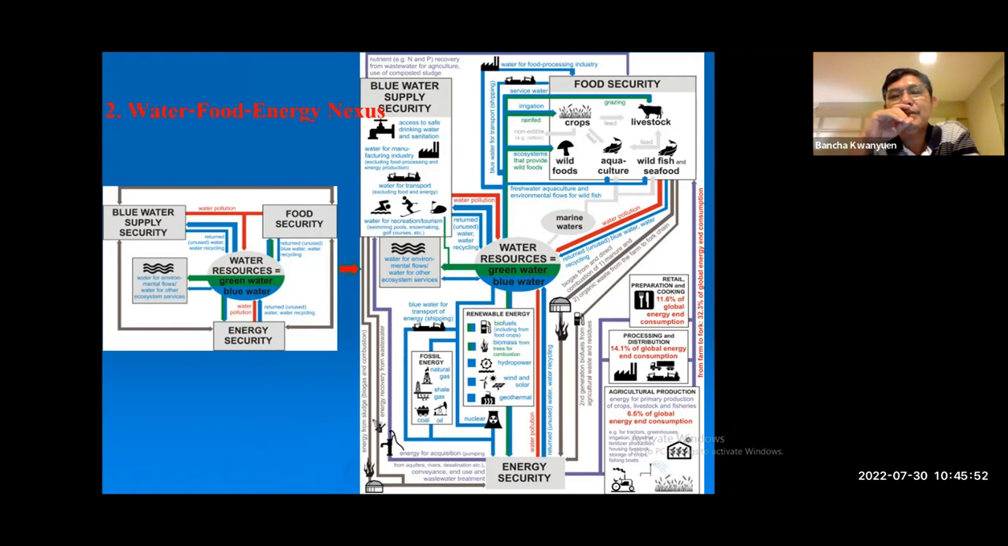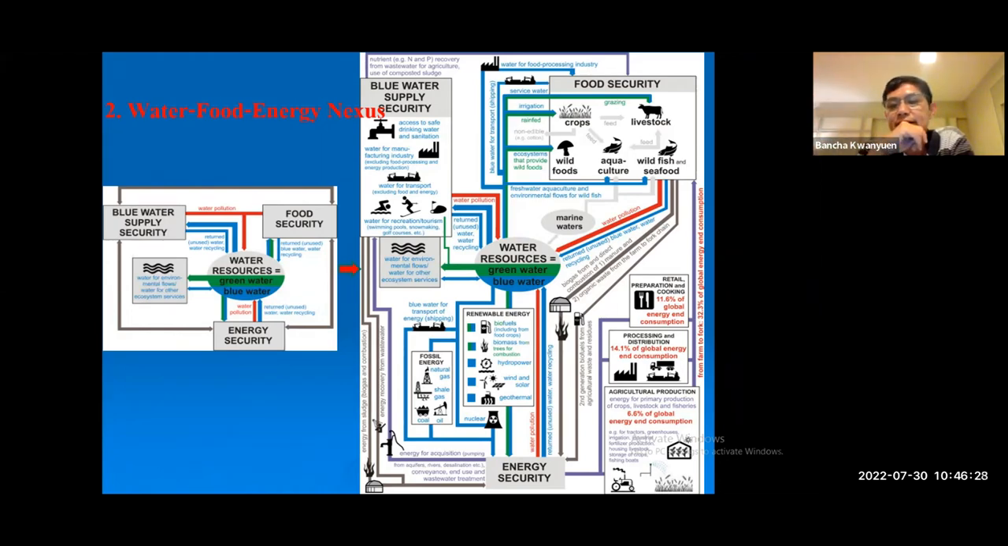Maybe we don't have time to elaborate them all, but we can see here some of the components. On top, between energy and water, you can have renewable energy by hydropower, or biofuel, or wind. But of course, related to agriculture and water will be biofuel and biomass, and hydropower, okay?